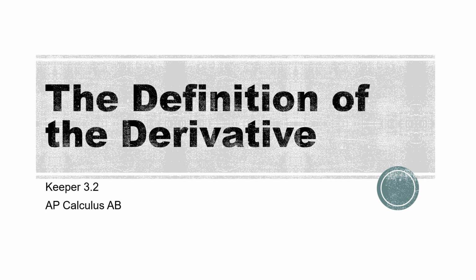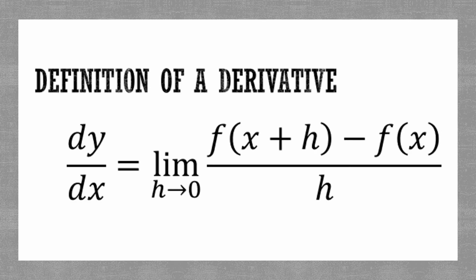Keeper 3.2, the definition of the derivative. All right, so in the last Keeper, we looked at the definition of a derivative at a point. And we also looked at the velocity formula, which was another alternative form of the definition of a derivative. This is actually what we're doing today, the formal definition of a derivative.